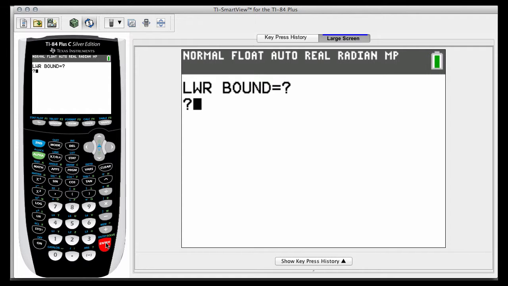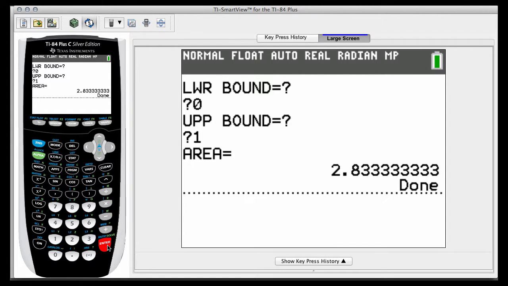And when you go ahead and run it, it's going to ask you what your lower bound is. In this case, it's 0. Upper bound would be 1. And there's your answer. Great way to check what you have to do by hand. That's what I really suggest this for you.